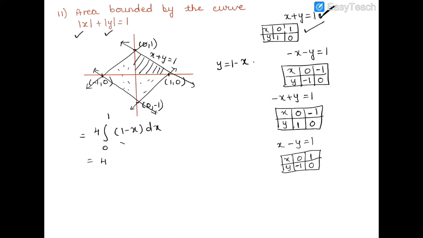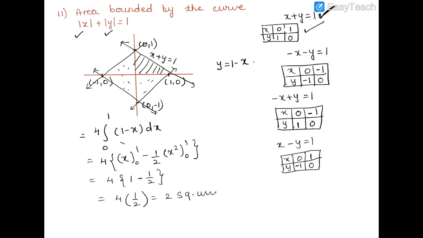Because I'm multiplying it with all these 4 parts. So 4, and I get x, limit 0 to 1, minus x square by 2, limit 0 to 1. This will give me 4 times 1 minus 0 is 1, minus half, which is 4 into half, and that will give you 2 square units. If it was a multiple choice question, you should have already known that this is a triangle, so its area is half of base into height. So you knew that your answer was half square units.